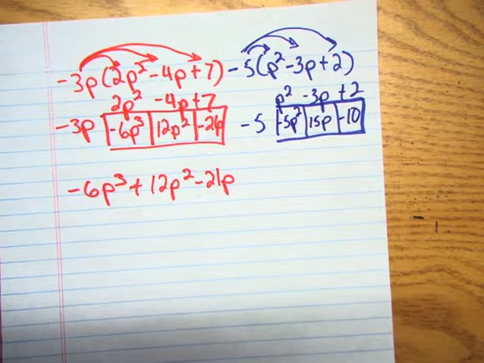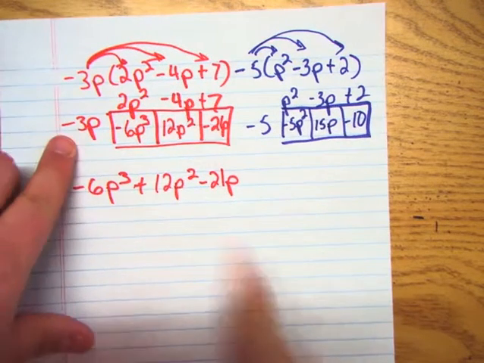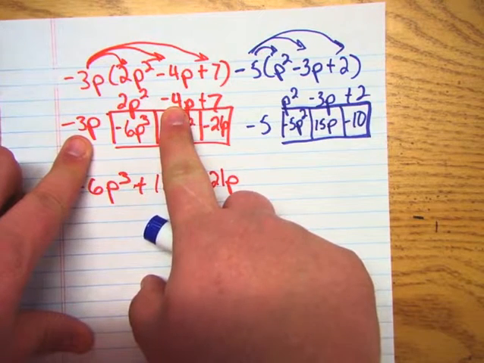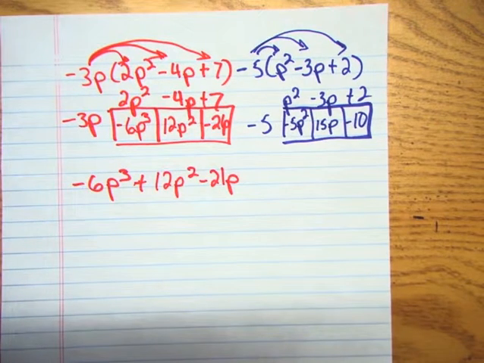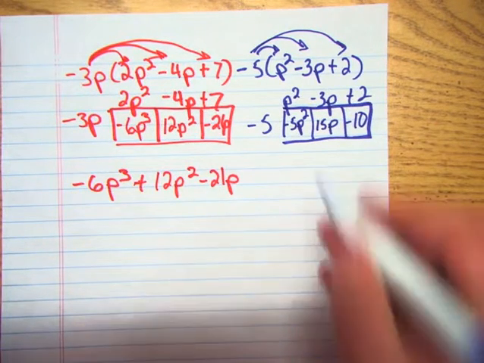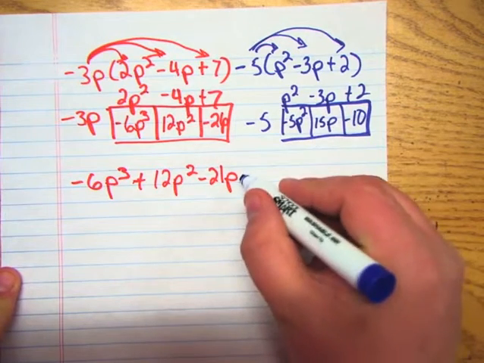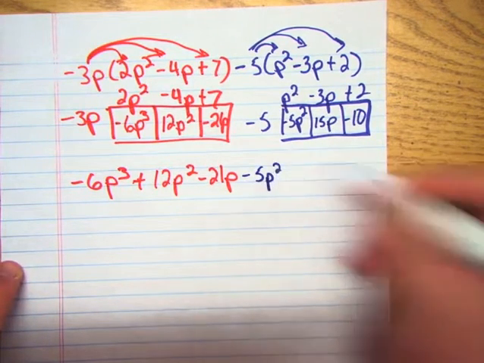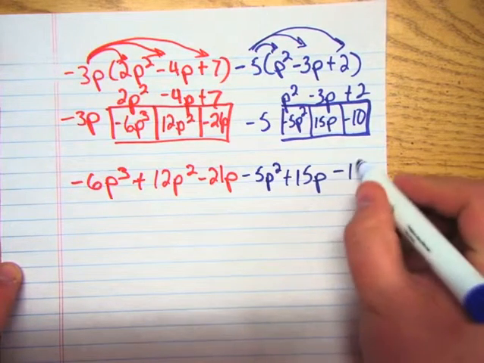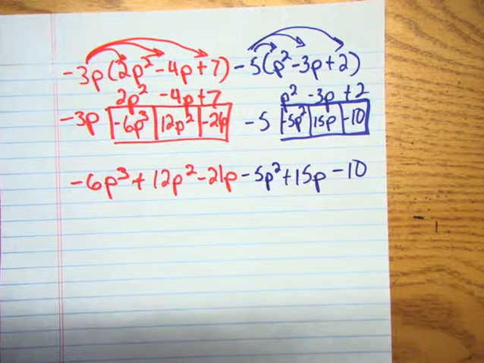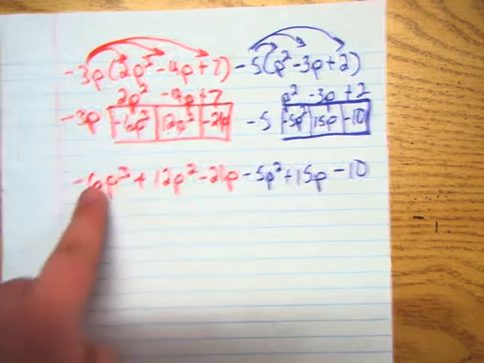Yes? How did you get 12p to the second power? What's negative 3 times negative 4? 12. Positive 12. What's p times p? Oh, p squared. Good question. All right, so now when I push this 5 through, I'm left with negative 5p squared plus 15p minus 10. So I distributed the negative 3p through the first set of parentheses and then the negative 5 through the second set. And when I push it all the way through, these are all the terms I get.